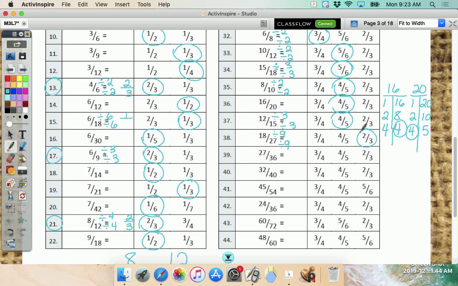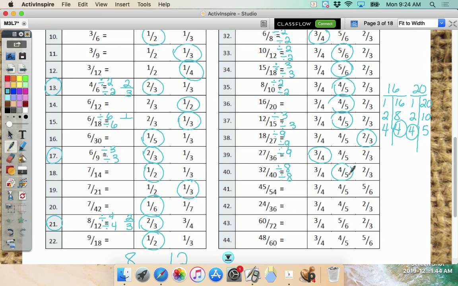27 divided by 9? 3. Number 39, what's the highest number they share? 9. So it's going to be 3/4. It's not 9. 8. You got it. Oh, that was fast. So 32 divided by 8, what is it? 4. And 40 divided by 8, 5. Okay. The next one.